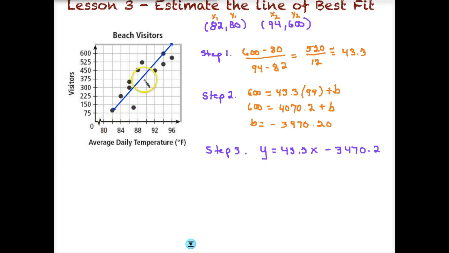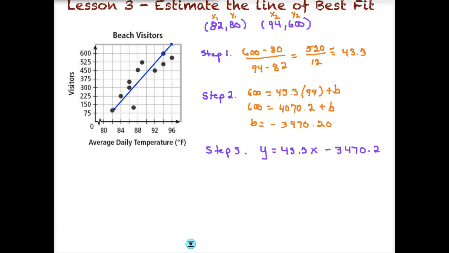but again remember that our trend line is merely an estimate. So if we had an average daily temperature of 0, we're assuming that we would have a negative number of people, which doesn't exactly make sense, but again this is an estimated trend line. So if we wanted to predict what if the temperature was 100, we could plug 100 in here and determine how many visitors that we would have in the future.